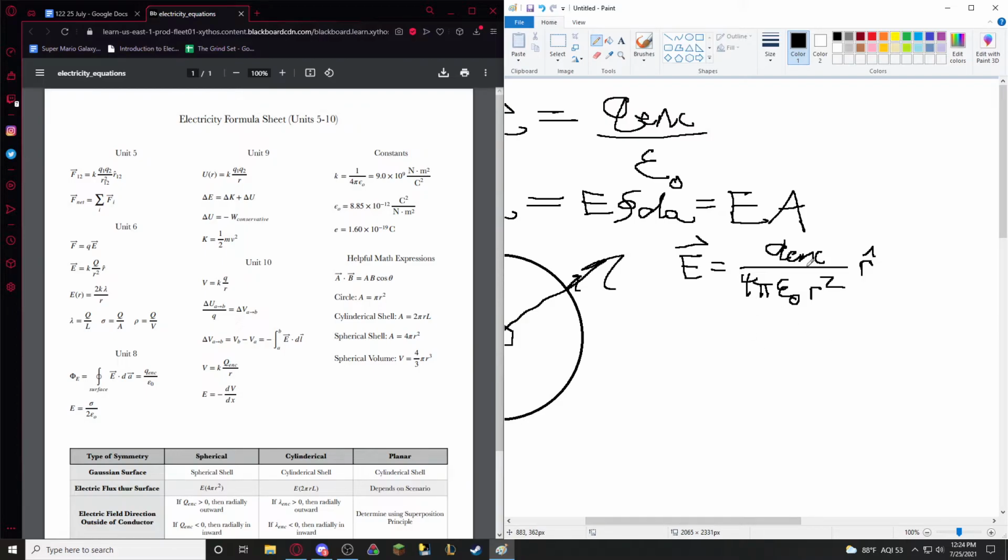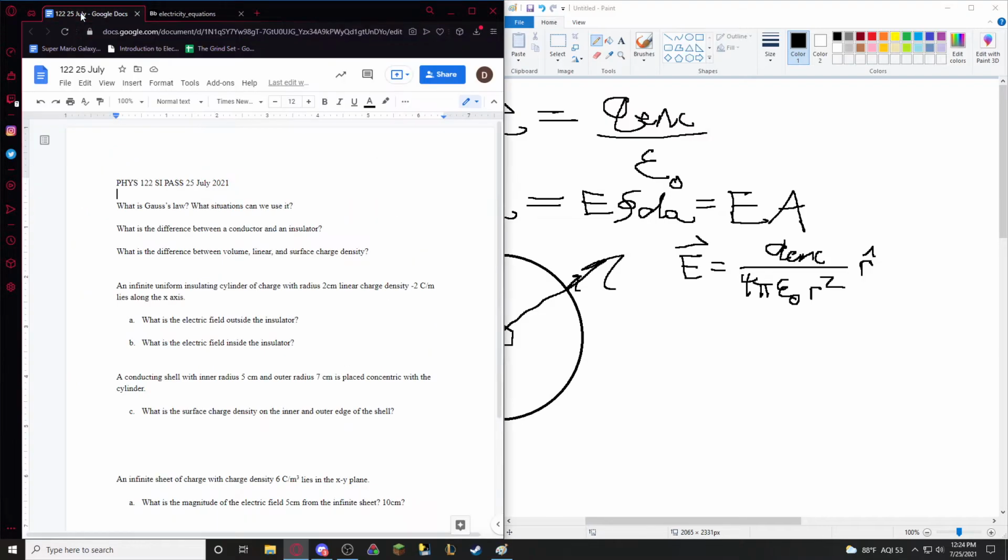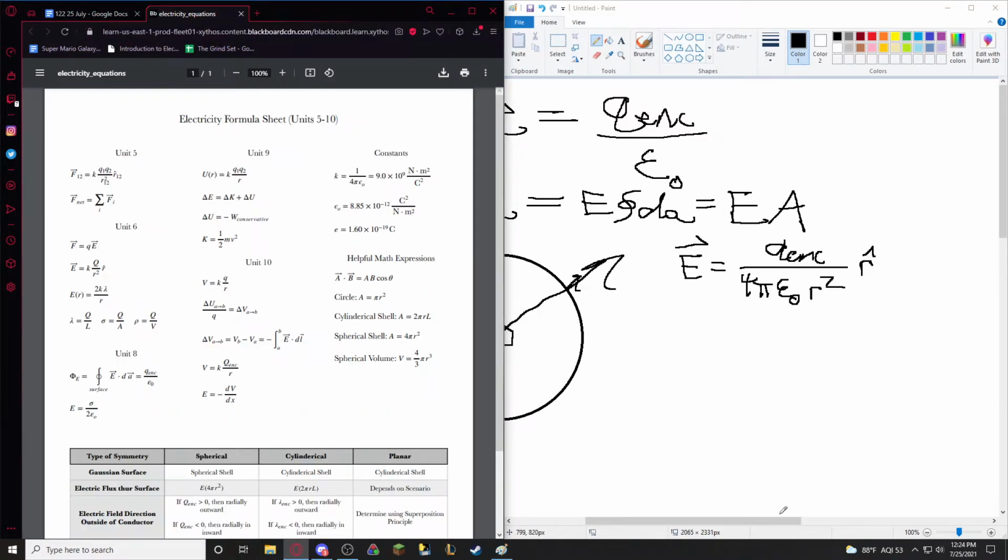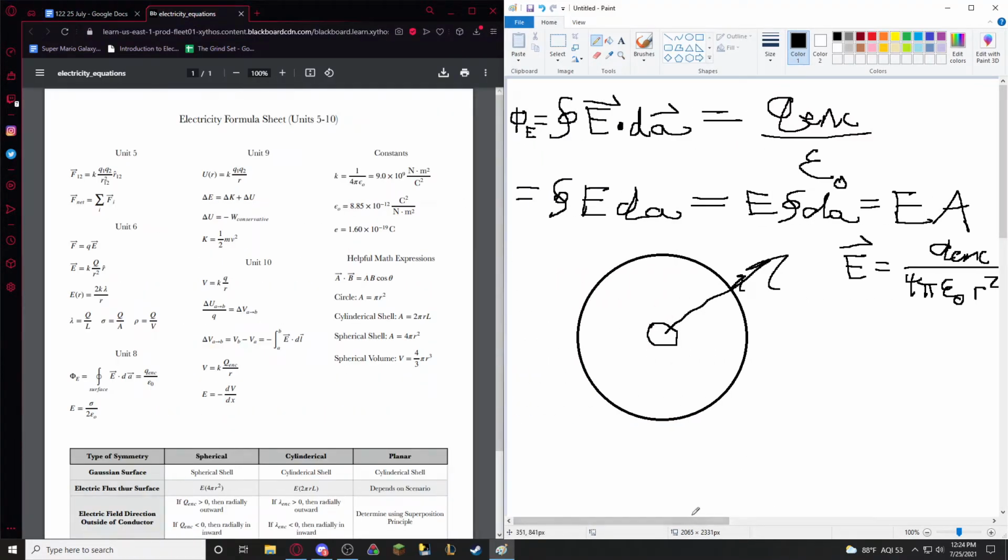Yeah. What's this 1 over 4 pi epsilon naught? Because that's all constant, right? Yeah. What's that equal to? Oh, that's supposed to equal K. Yeah, that's K. So we just have KQ over r squared. It's just Coulomb's law. Magic, right? So that's how we use Gauss's law for spherical symmetry.